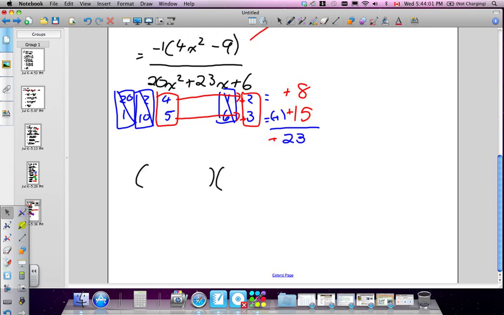Close. Very, very close. You've got to use these numbers from this column. Don't use these ones on the outside. We know these are going to be the first term, so I'm just going to plug them in.